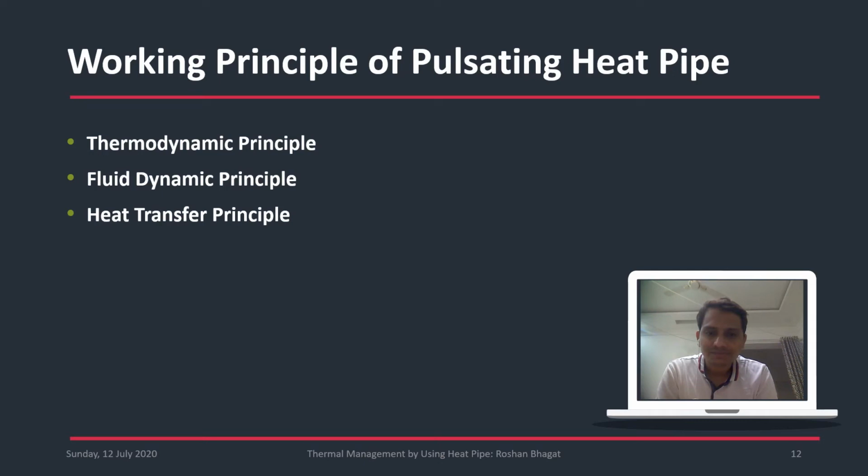Alternate liquid and vapor slugs mean we have sensible heat and latent heat. Sensible heat is associated with the liquid, and latent heat is associated with the vapor slug. So the fluid flow is developed, and the fluid moves from the evaporator section to the condenser section. This happens against gravity. Sensible heat is involved, latent heat is also involved. The flow against gravity takes place because of the difference in temperature and pressure, which results in the flow of fluid from the evaporator section to the condenser section. So the fluid dynamic principle is involved.